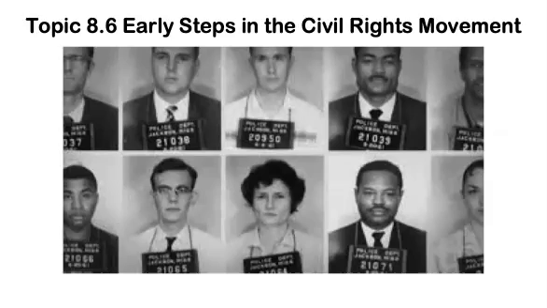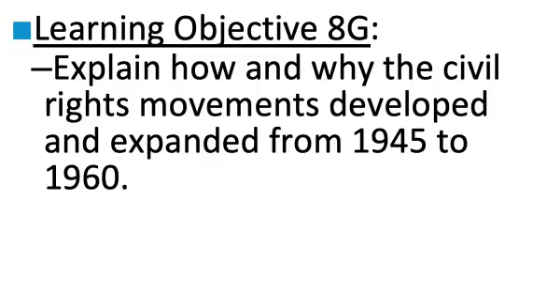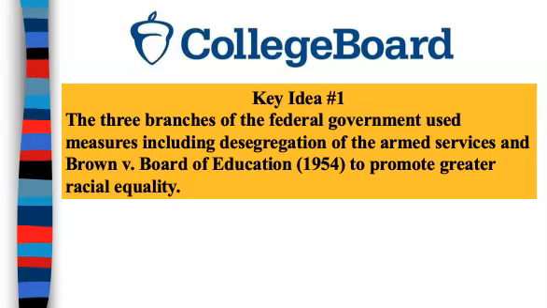We're back for our next lecture in AP US History. Today, our topic is 8.6, Early Steps in the Civil Rights Movement. Our learning objective today is 8G, explain how and why the Civil Rights Movement developed and expanded from 1945 to 1960. Our first key idea says, the three branches of the federal government used measures including desegregation of the armed services and Brown v. Board of Education to promote greater racial equality.